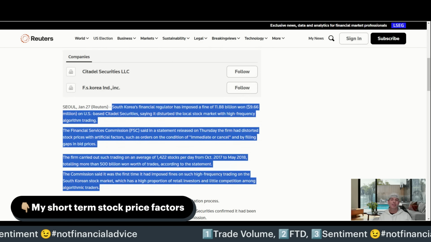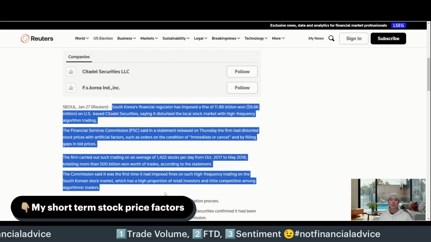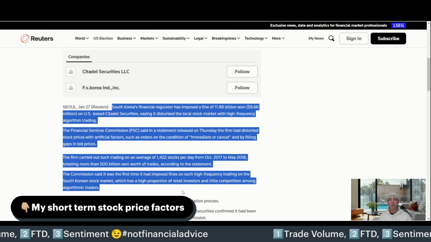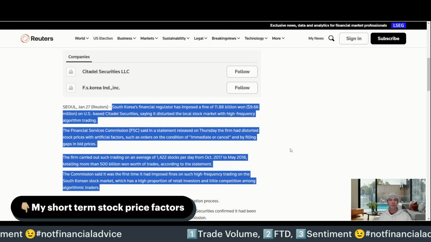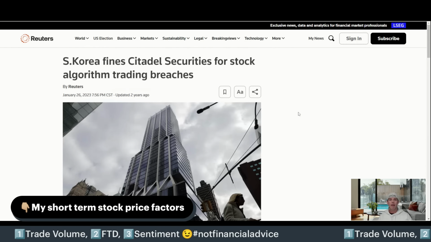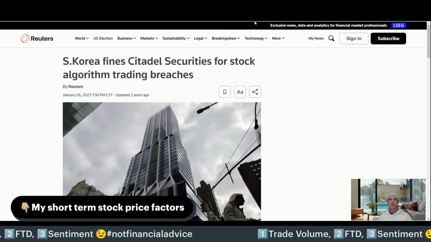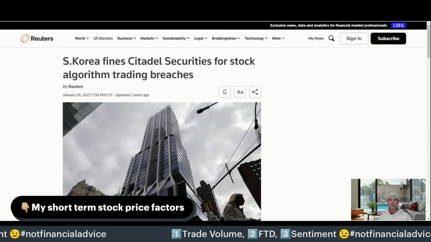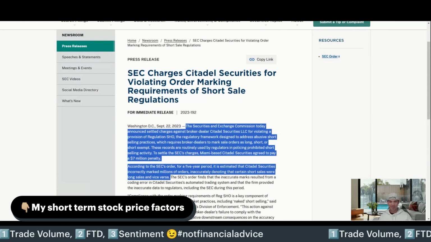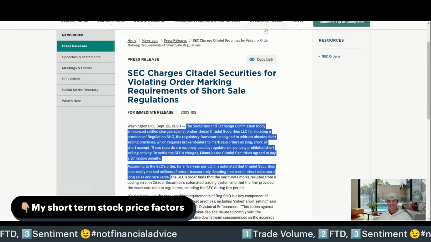Here's what I thought was interesting. The South Korean stock market has a high proportion of retail investors and little competition among algorithmic traders. I thought that was interesting, especially if we want to put on the conspiracy theory hat for a second and just say, hey, it's meme stocks that have been targeted by companies like Citadel, perhaps, allegedly, maybe. Let's keep it moving, though.